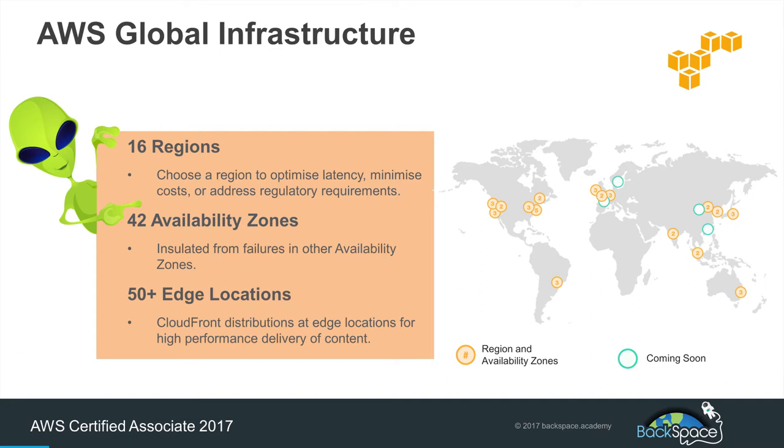The AWS global infrastructure is massive. It consists of 16 regions located across the globe, 42 availability zones, and well over 50 edge locations. Now, your choice of region can depend on a number of things. For example, you may want to give your end user the best user experience by having the most optimized latency. For example, if you're located in Brazil, then you would probably want to use the São Paulo region, because that's going to give your end users the best or most optimized latency to access your infrastructure.